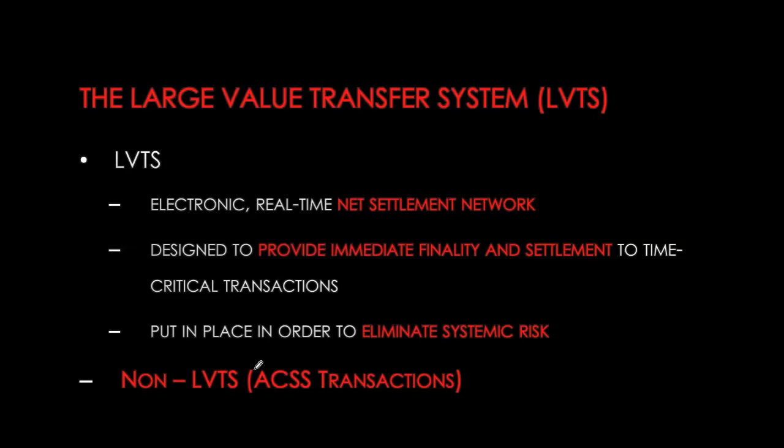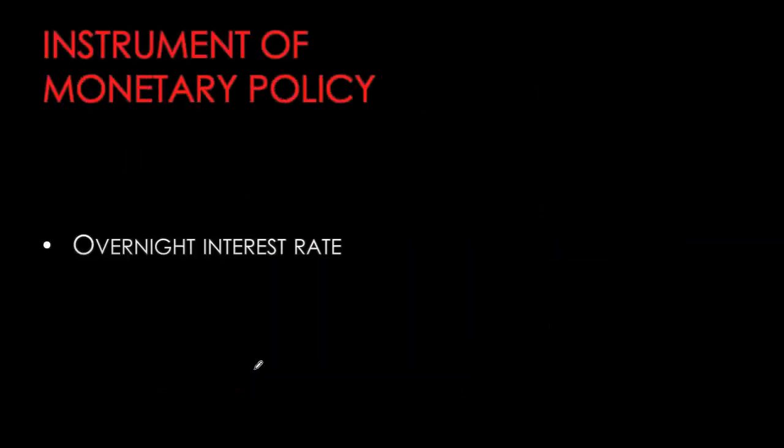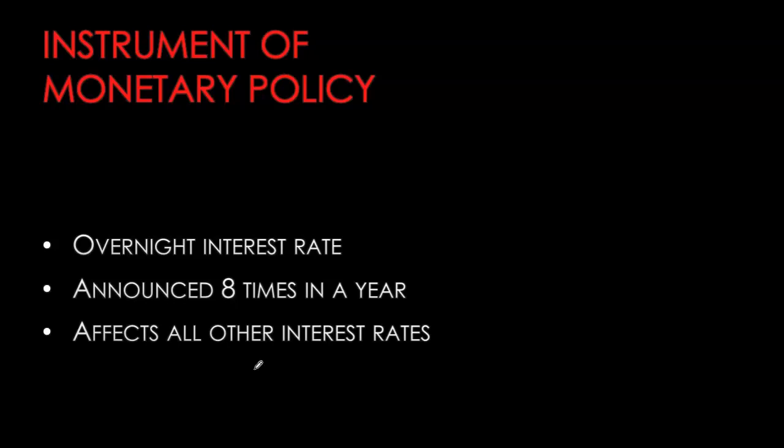Canada. The direct clearers are a subset of LVTS participants who participate directly in the ACSS. Our instrument of monetary policy is the overnight interest rate. Bank of Canada has 8 fixed dates throughout the year on which it announces its stance on monetary policy. This is your benchmark interest rate in our economy, and it will end up affecting all other interest rates in our economy.